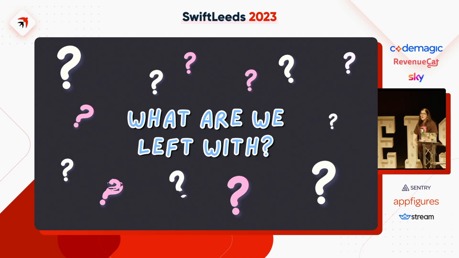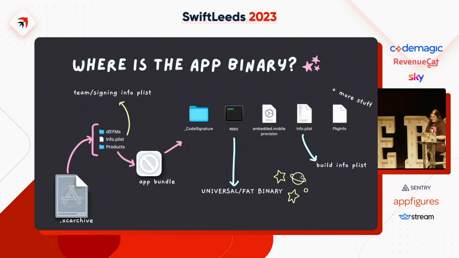Okay, so what is the end product of all this kerfuffle? What are we left with? And I guess now we're at the binary part of build a binary. So first, where is the app binary? I used to confuse myself with this a lot, because at one point I thought the IPA was the final executable, and it's not at all.